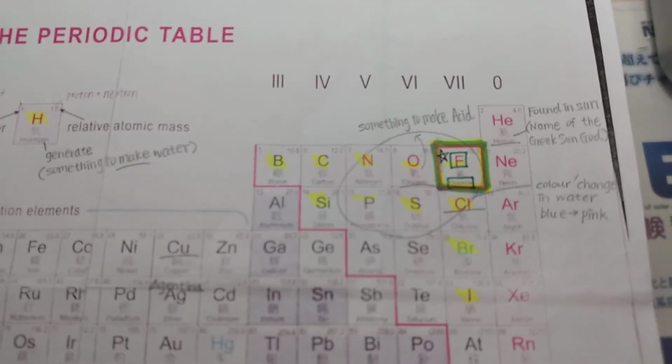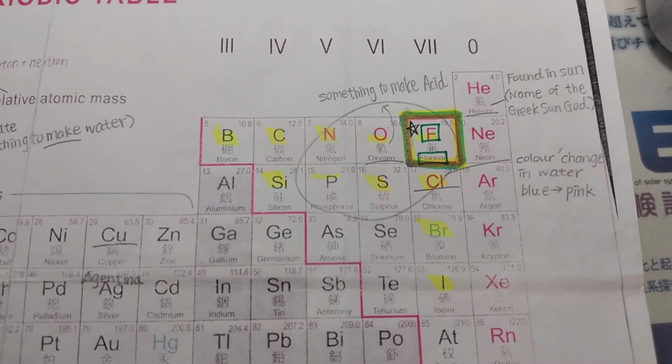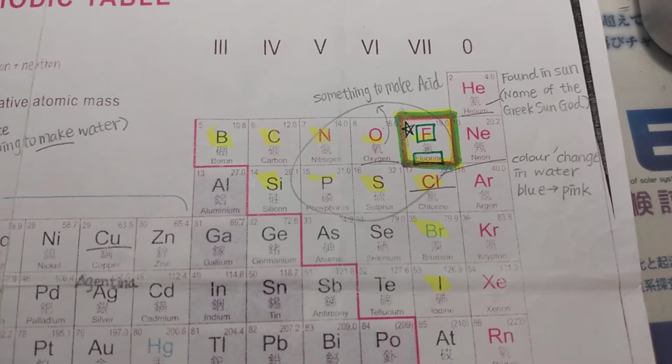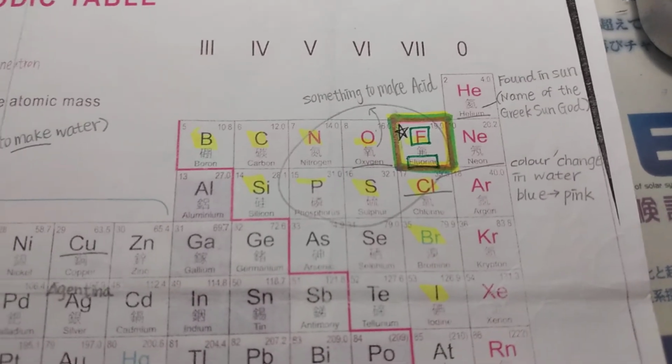Group 8 is kind of special because it is noble gases, which means its outermost electron shell has 8 electrons. So it is in a stable condition because it follows the octet rule.